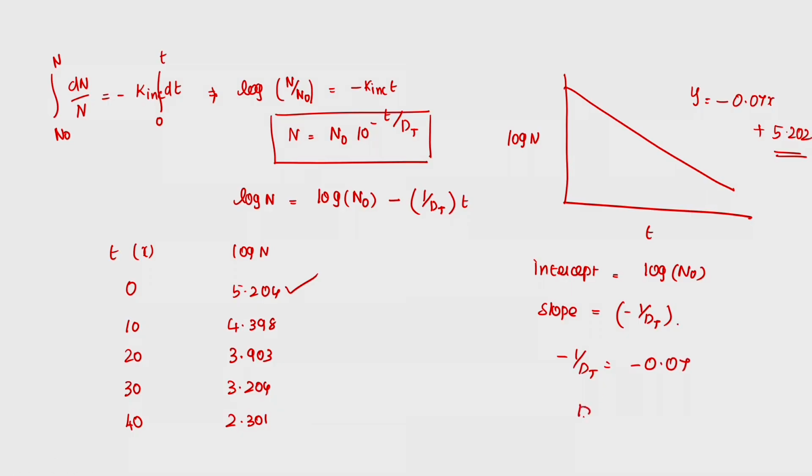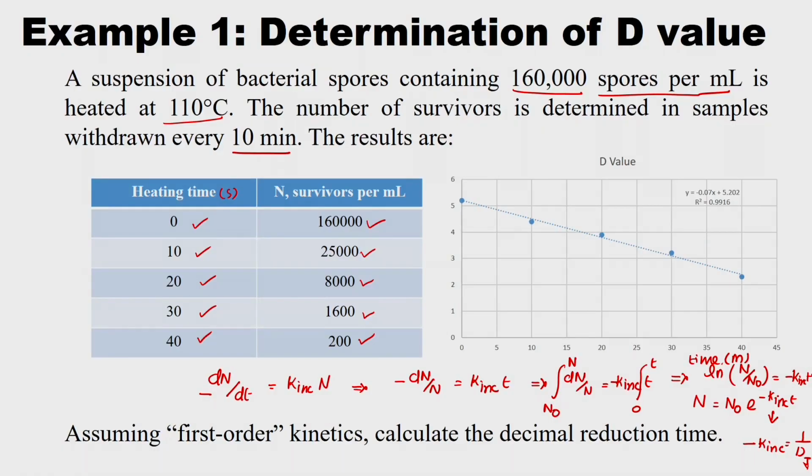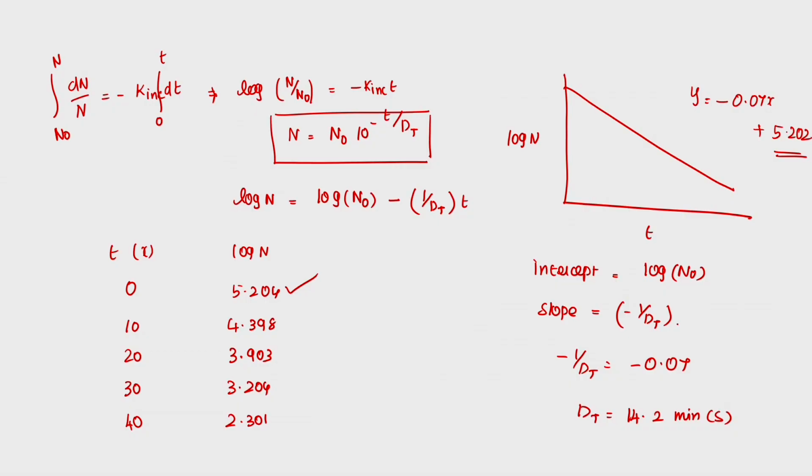If you calculate D, it is coming around 14.2 minutes or seconds, whatever unit you have taken here. So this will be in minutes. So how much is it coming? It is coming as 14.2 minutes.